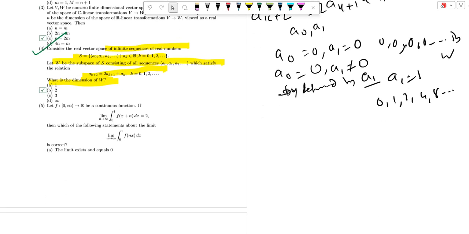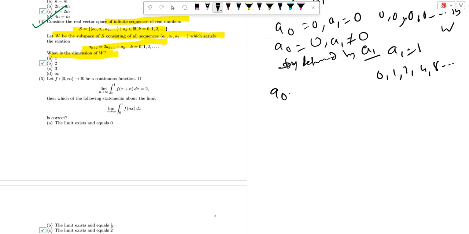Next is a0 not equal to 0 and a1 equal to 0. In this case the sequence is uniquely determined, and it will be 1, 0, 0, 0 in that way. Another case is a0 not equal to 0 and a1 also not equal to 0. In this case the sequence is uniquely determined by the values of a0 and a1.